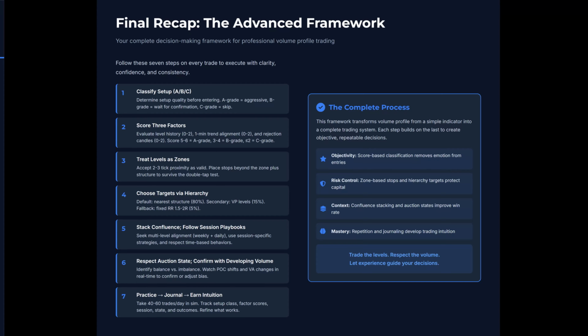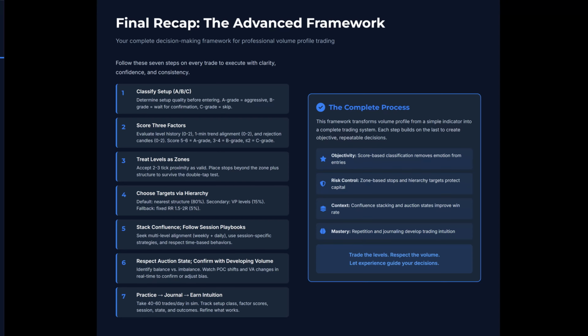For stop placement, use the double-tap test. Place stops beyond the zone plus structure. Ask yourself, if price retests this level twice, where would the second retest fail? Place your stop beyond that point. This structural buffer protects you from routine wickouts on the first retest and keeps you in winning trades. For ES, that typically means 2 to 3 points beyond the level. For NQ, that's 8 to 12 points. For crude oil, that's 20 to 30 cents. Adapt the buffer to your instrument's typical volatility.